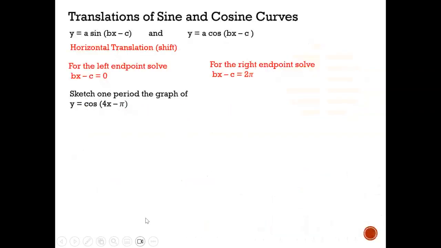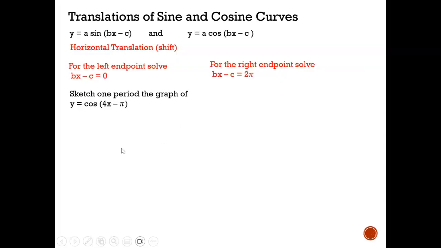Okay, now comes the translation of sine and cosine curves. This means, guys, that it's going to be a horizontal shift, either to the right or to the left. But to make sure, it's better to find the left endpoint and the right endpoint. For the left-hand point, you take bx minus c, what's in the parentheses, and let it equal 0. To find the right-hand point, you take bx minus c and let it equal 2 pi.